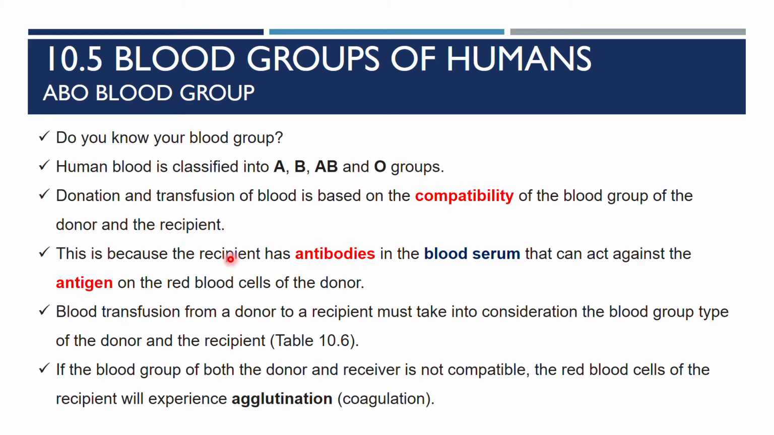The recipient has antibodies in the blood serum that can act against the antigen on the red blood cells of the donor. Later on we are going to look at the picture, which will give you a clearer picture. If the donor and recipient are incompatible, the red blood cells of the recipient will experience agglutination, which is a form of defense mechanism, and there will be a coagulation of the blood. This is dangerous and might lead to death.